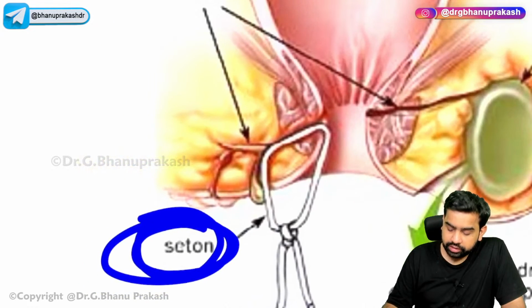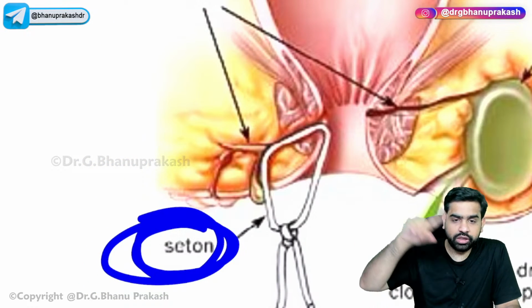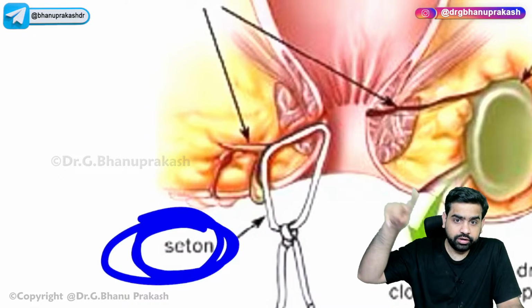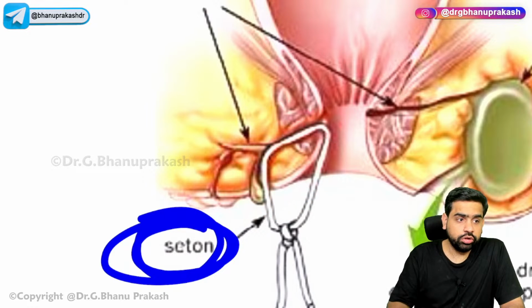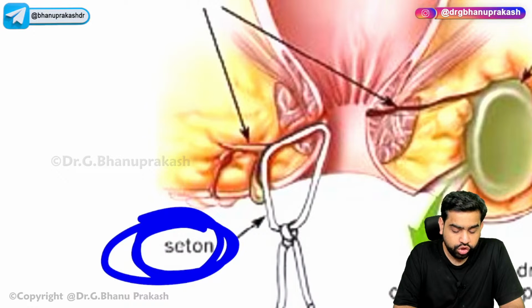And what is this particular seton? Seton is basically a thread which you pass through the internal and the external opening. As you can see over here, you've passed this in from the internal opening to the external opening, and you have tied it like this. So this is what a seton is.